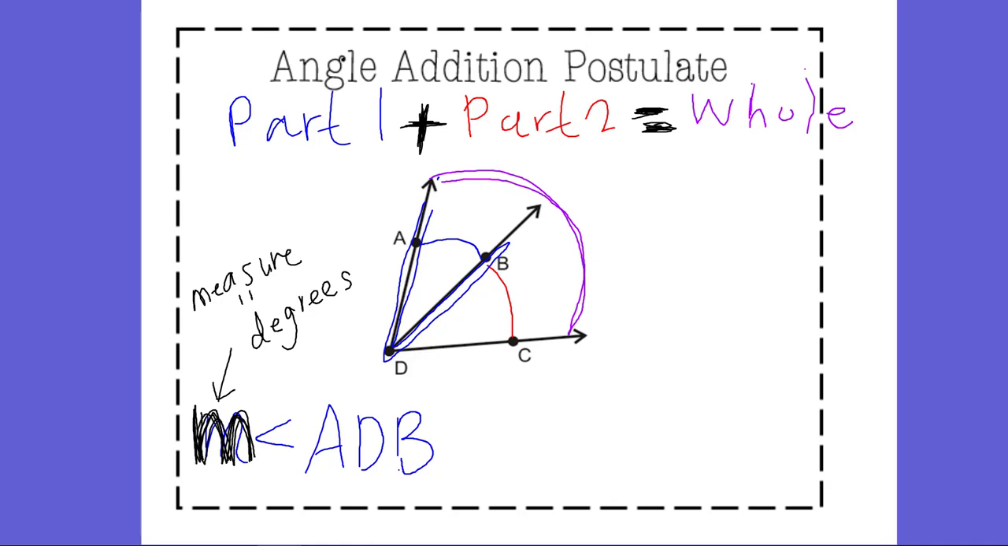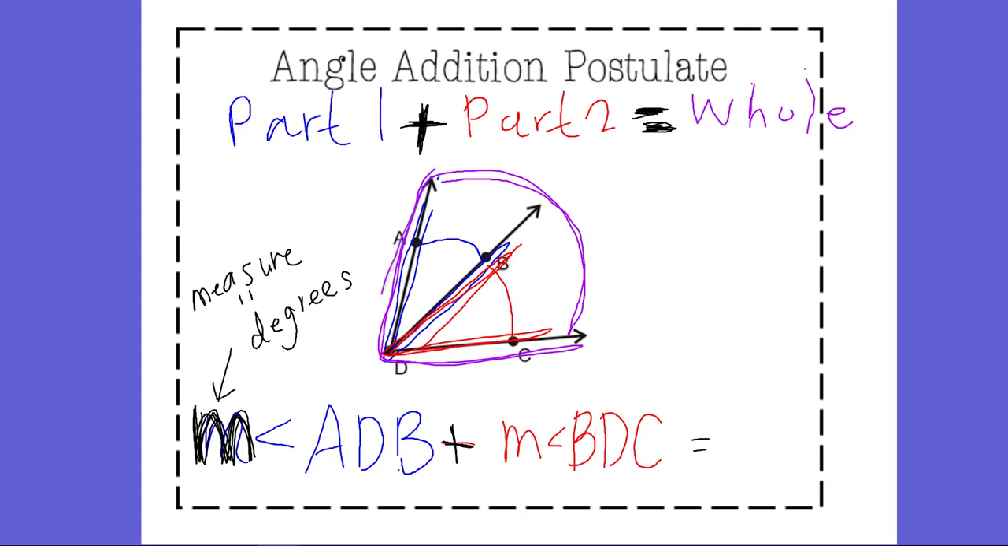So we have the measure of angle ADB plus the second part, this second angle, part 2, is this angle BDC. So plus the measure of angle BDC, that's the second part, equals the whole enchilada, which is angle ADC, so equals the measure of angle ADC. Part plus part equals whole. Those two smaller angles added together are equal to the whole enchilada.